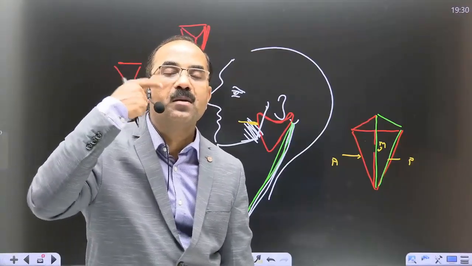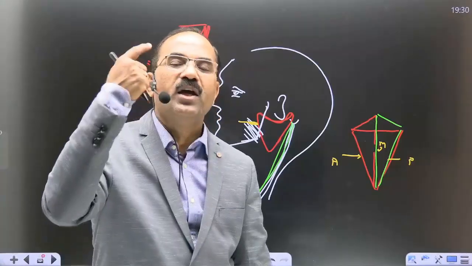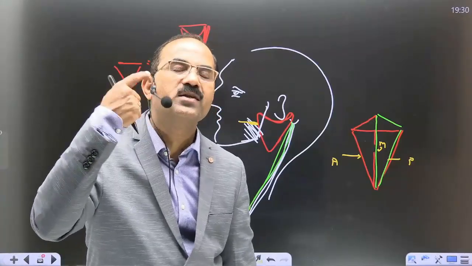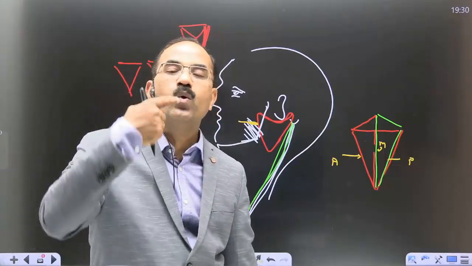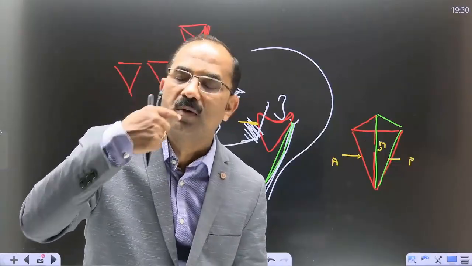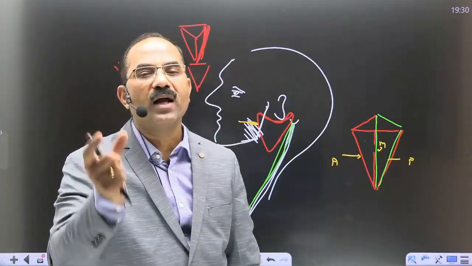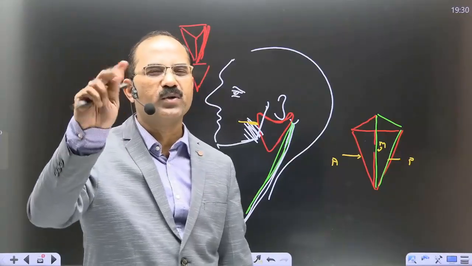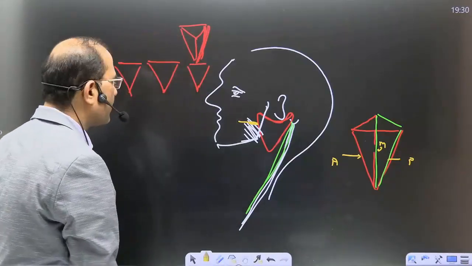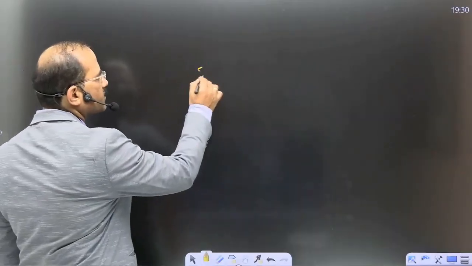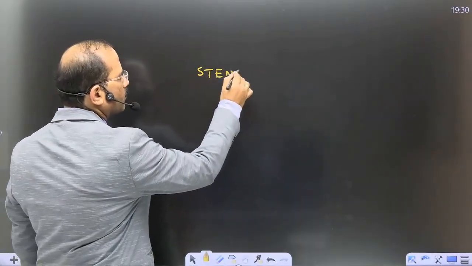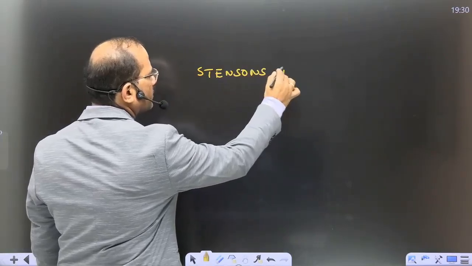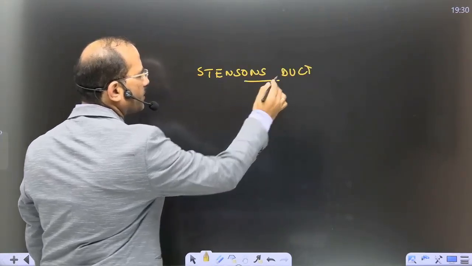It pierces the buccal pad of fat. It pierces the buccopharyngeal fascia, and now it opens in the vestibule of the mouth opposite to the crown of upper second molar tooth. Okay, that's a very important thing that you have to know. The Stenson's duct. That's the parotid duct.